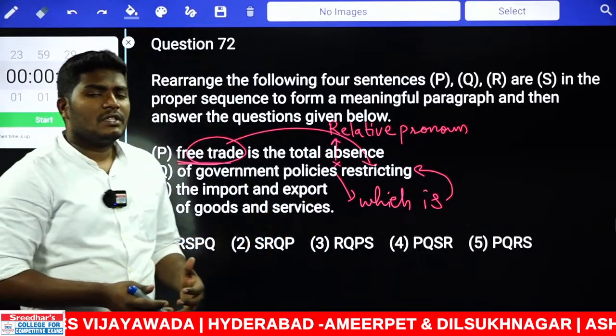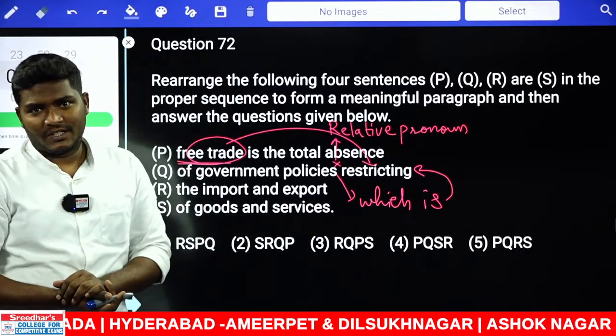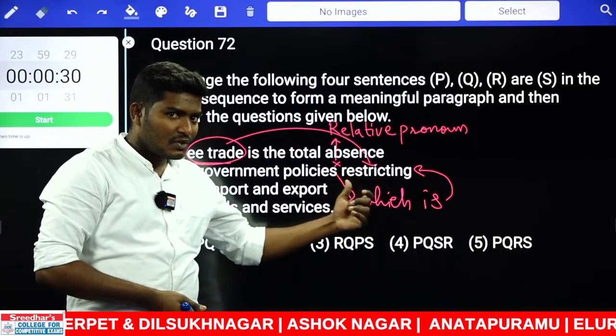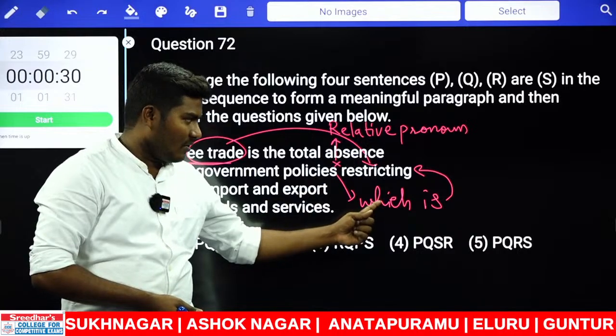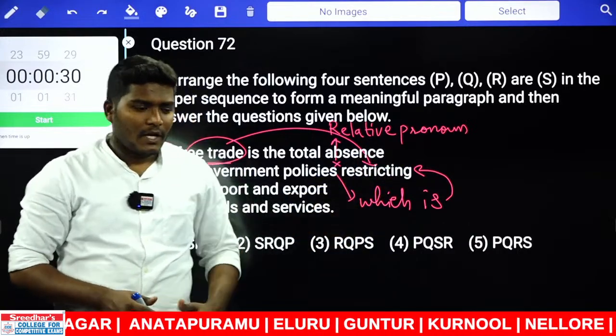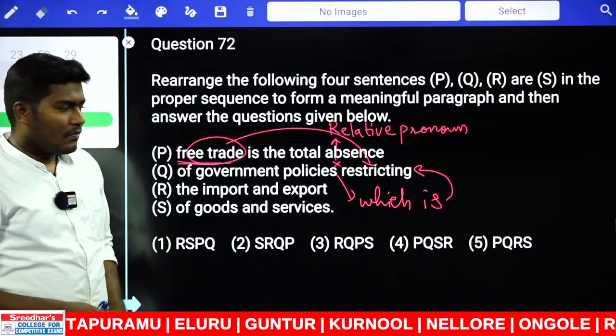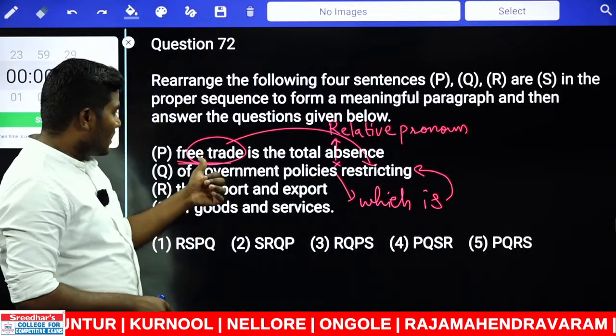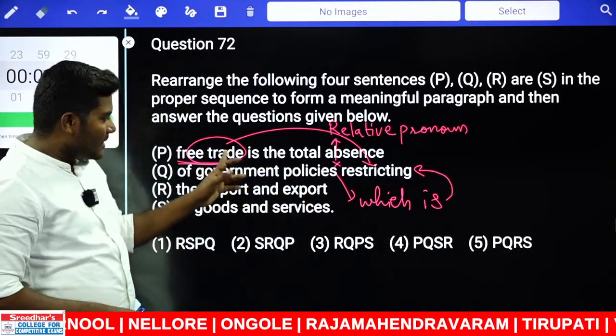So a rule should be used in the simple present tense, not in the present continuous tense. So it cannot even be restricting. There should be the perfect word restricts. If at all we use the relative pronoun, which restricts should be there. If not, we have to go for restricting. Okay. Now look at this combination very carefully. No, we cannot use which are restricting, not policies that are restricting. Free trade restricts. Okay. Subject is free trade.